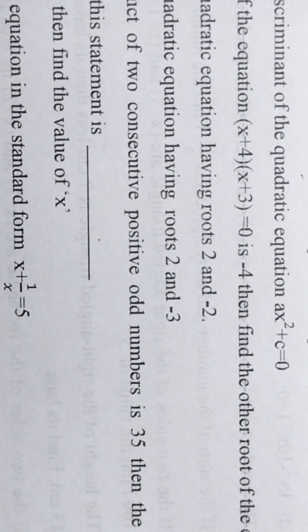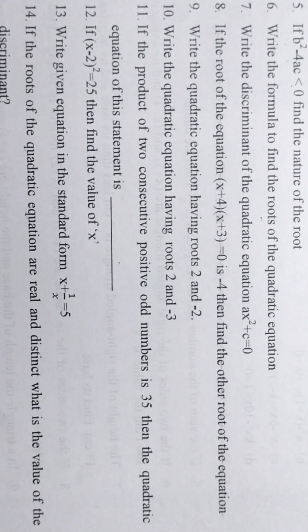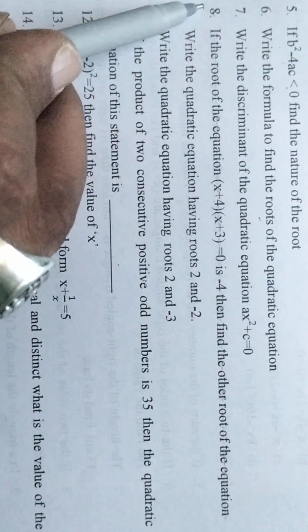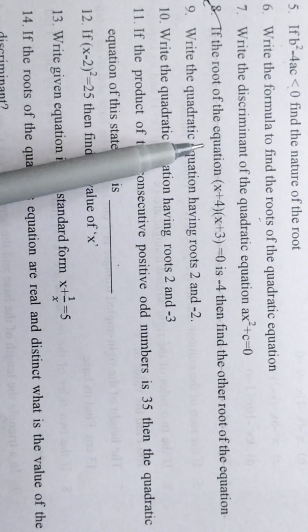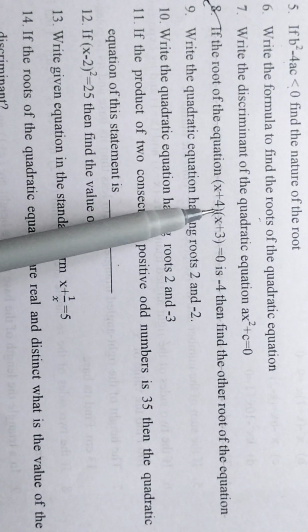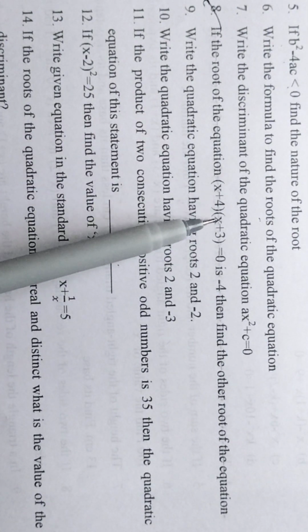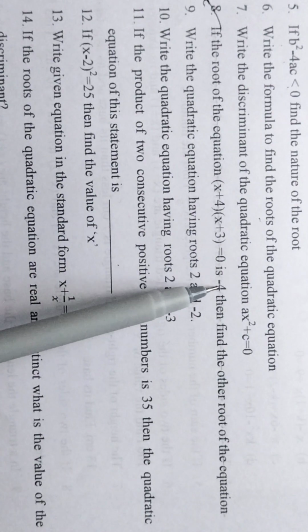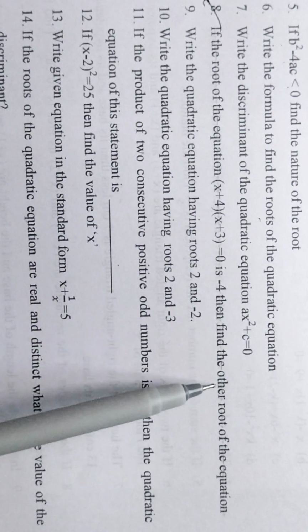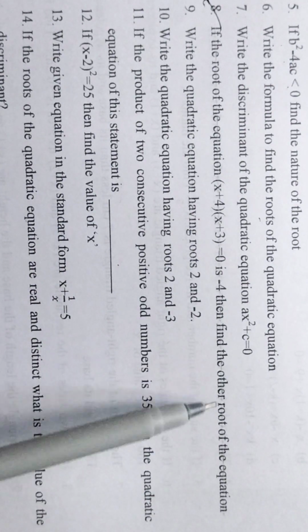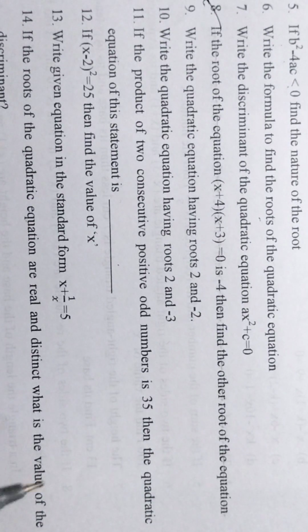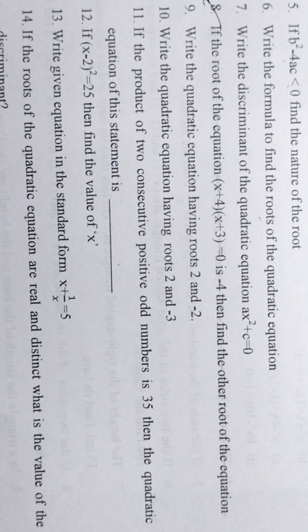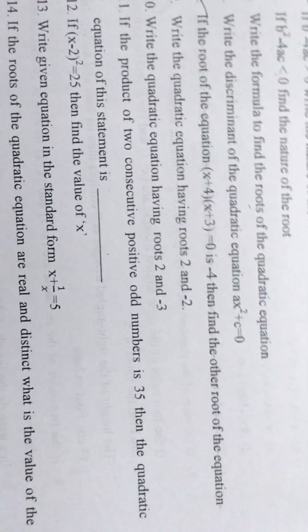Now let us move to the 8th question. So what is the answer for the 8th question? Let us see. In the 8th question, if one root of the quadratic equation x plus 4 into x plus 3 is equal to 0 is minus 4, then find the other root of the equation. Now let us find the answer for the 8th question.